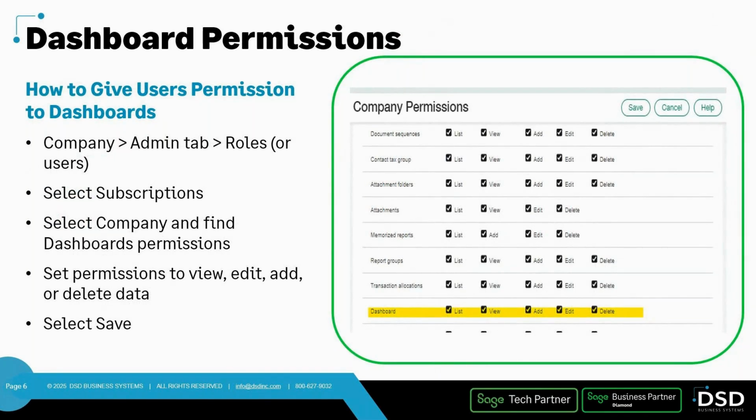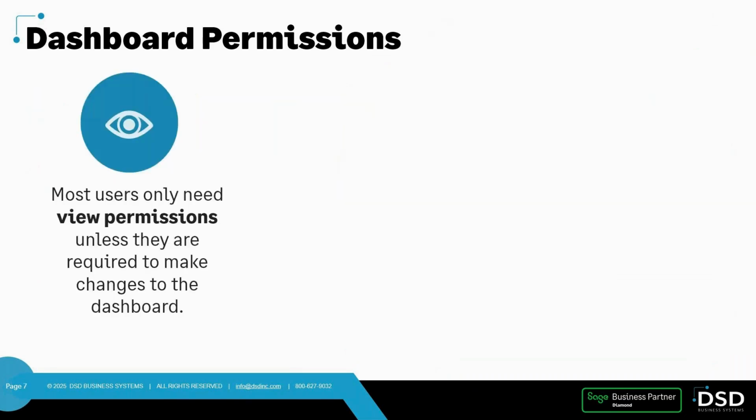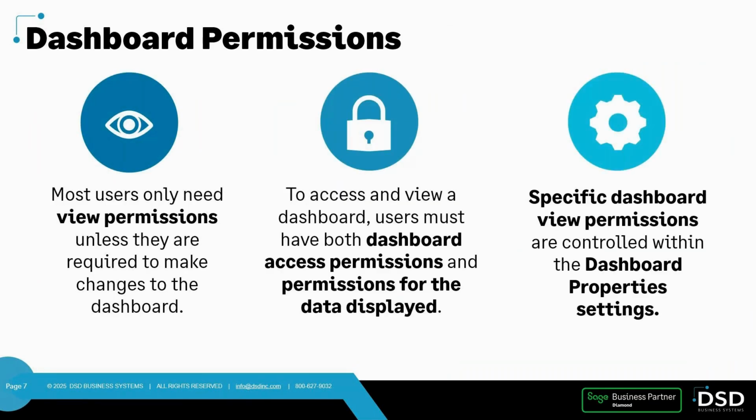On the left side of the screen is how you grant overall permissions to dashboards, aka how it shows up in your drop-down menu. A couple of important reminders about the permissions for dashboards. Unless a user needs to make changes to a dashboard, you only need to give view permissions. You must have permissions to access the dashboard and have the appropriate permissions to view the information displayed on the dashboard. So for example, if a dashboard contains a vendor list view, but you don't have access to view vendors, you will not be able to see that component on the dashboard.